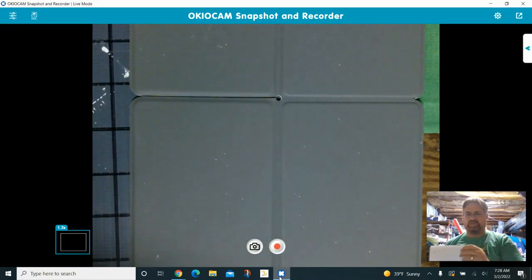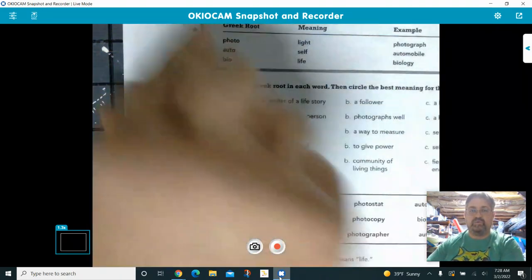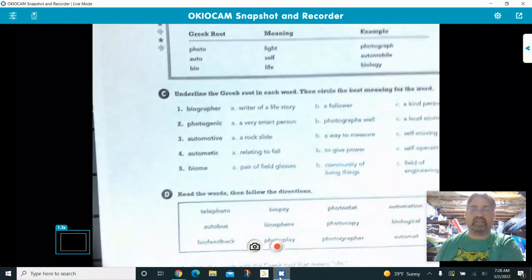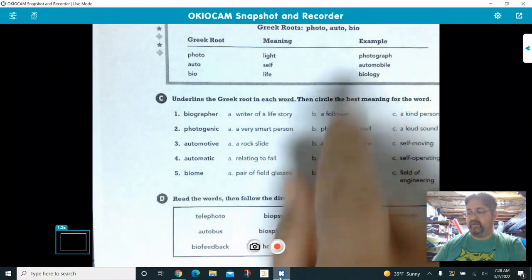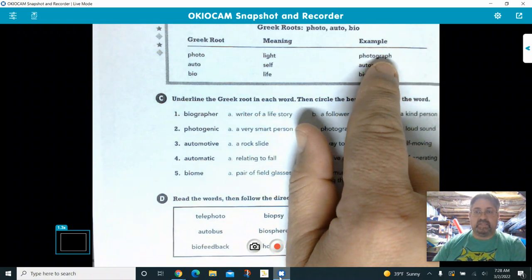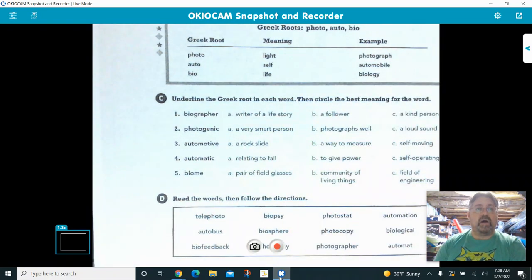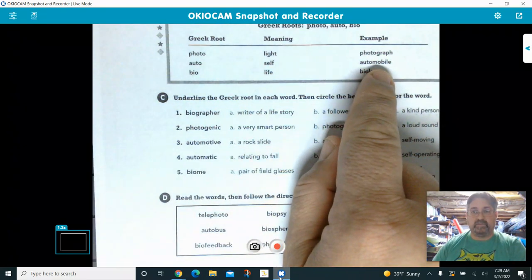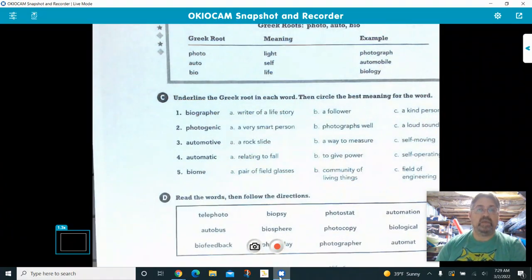We got word study. I know it's your favorite. We're back to our Greek roots again, where photo means light, as in photograph. Graph is like a picture or to write, so it's drawing with light. Auto means self. Automobile is self-propelled. It moves on its own, moves by itself.